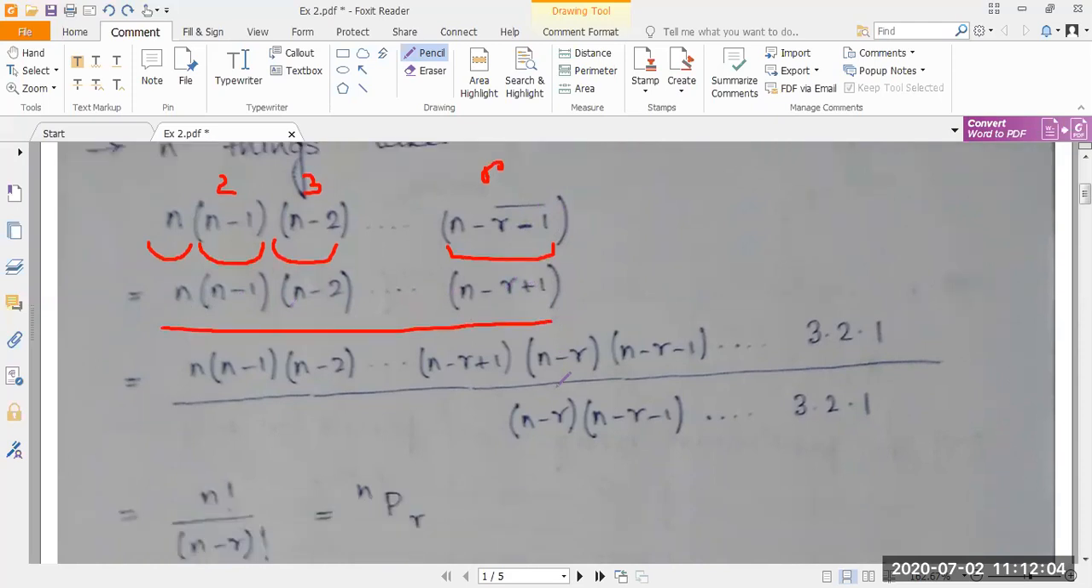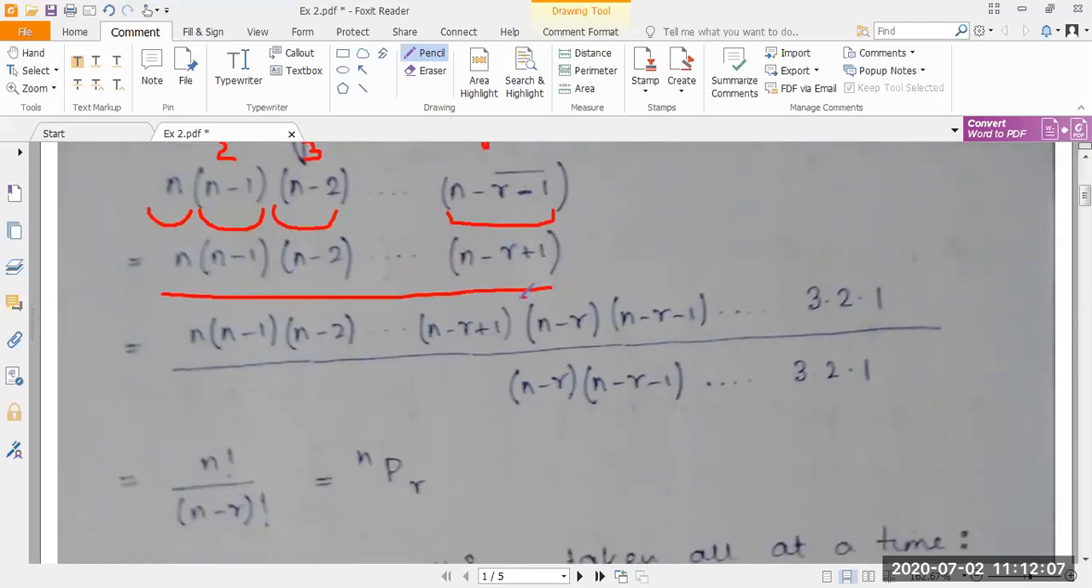Yeah. The next thing that I do is I multiply this expression by n minus r into n minus r minus 1 into n minus r minus 2, going on up till 3 into 2 into 1, both in the numerator and the denominator.